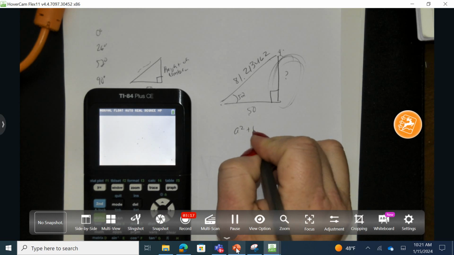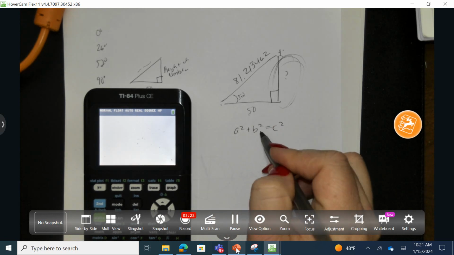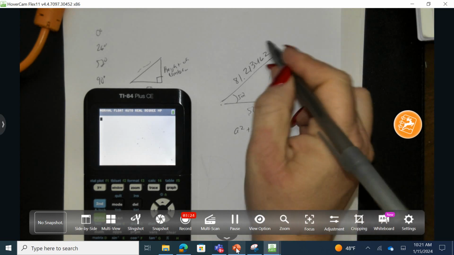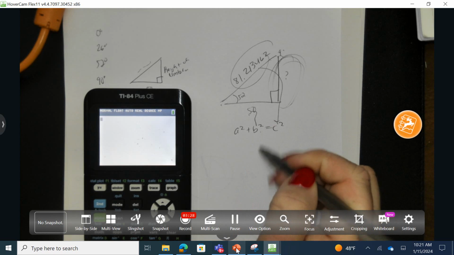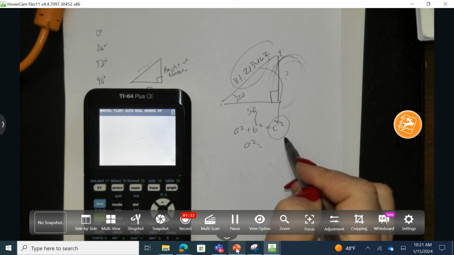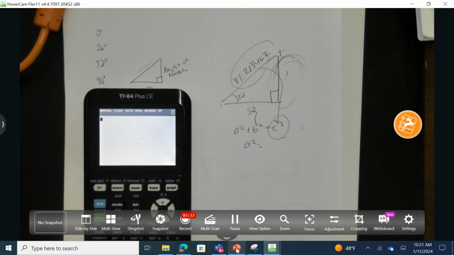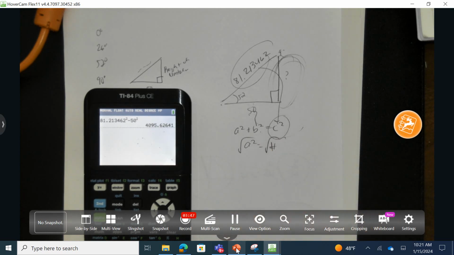Now I can use Pythagorean theorem to figure out this leg, knowing that this is a right triangle. So a squared plus b squared equals c squared. It doesn't matter if 50 goes in for a or in for b. Ultimately, I'm plugging this in for c and squaring it. I'm going to plug in 50 for b and squaring it. I'll isolate the a. So right now I'm going to take c squared, and when it moves to the right-hand side, I'm going to subtract 50 squared. So 81.213462 squared, subtract 50 squared. That's on the right-hand side. Now I need to take the square root of it.